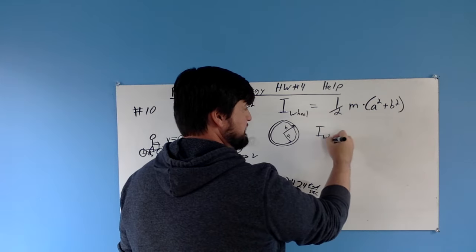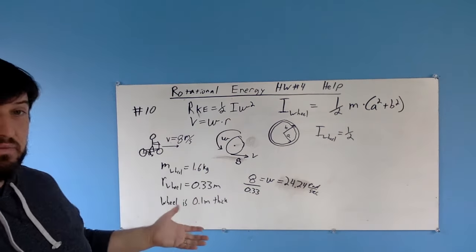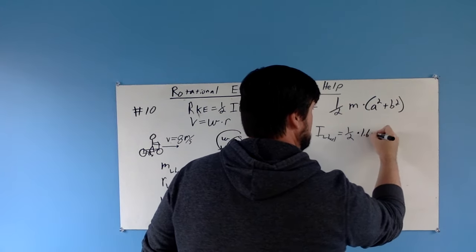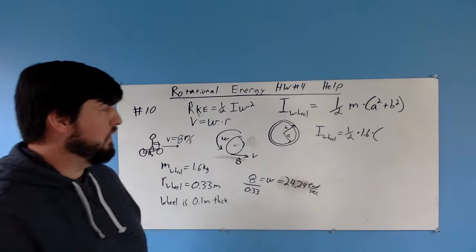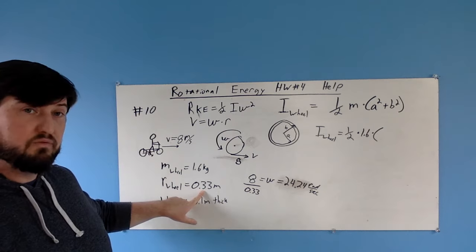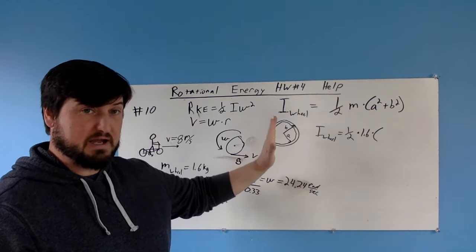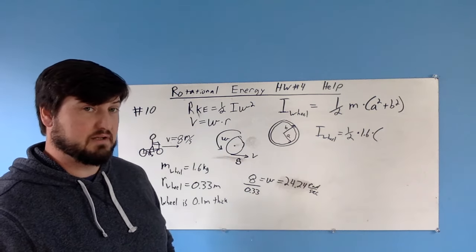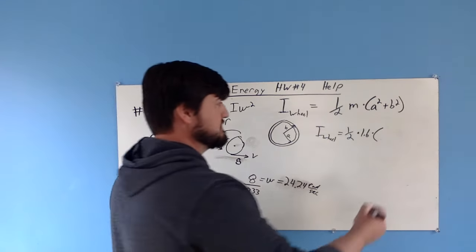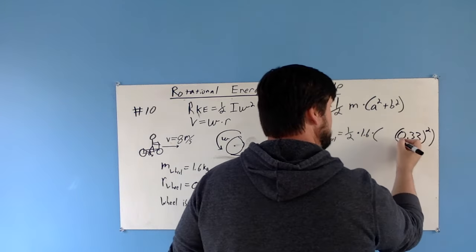I of the wheel is going to be 1/2. We know that's not going to change. The mass of the wheel, we know, is 1.6 kilograms, times, now our inside radius we'll find out in a second. Our outside radius we already know. These are radii I'm looking at, inside radius, outside radius, okay? So B, we already know our outside radius. It's 0.33 meters. 0.33. We've got to square that, okay?